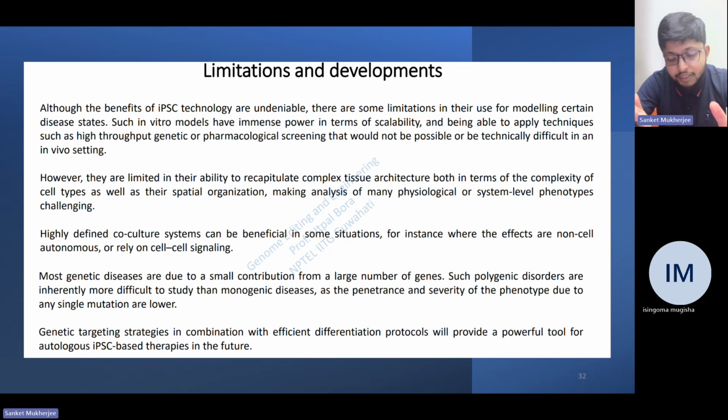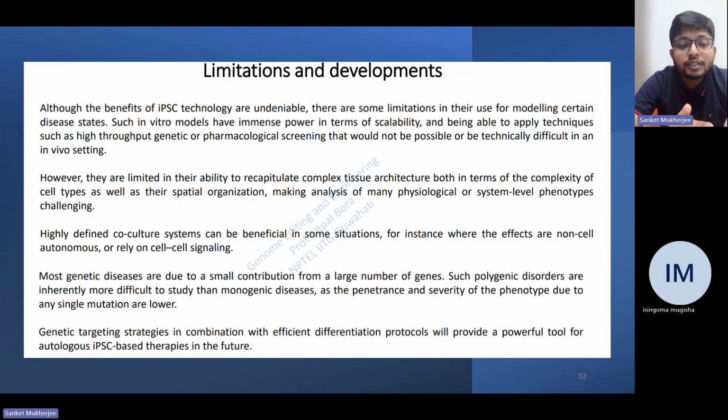So what does that mean? Every single tissue, every single organ, has a very rigorous arrangement, and replicating that arrangement even when the cells have differentiated is difficult. So highly defined co-culture systems can be beneficial in some situations, for instance, where the effects are non-cell autonomous or rely on cell-cell signaling. Most genetic diseases are due to small contributions from a large number of genes. Such polygenic disorders are inherently more difficult to study than monogenic diseases, as the penetrance and severity of the phenotype due to any single mutation are lowered.